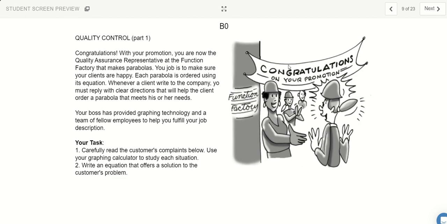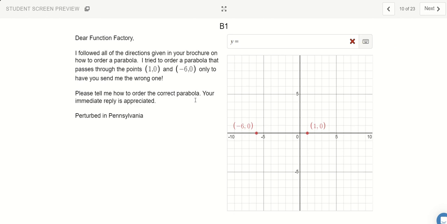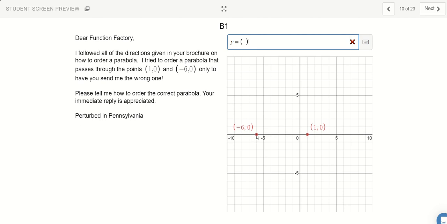Here, this is explaining the situation. If we got a job at a function factory and we need to read customers' complaints in order to give them a proper parabola. So we're going to read the following customers' complaints and give them an equation that matches their situation. Let's see. We want a graph that has a parabola between (1, 0) and (-6, 0).